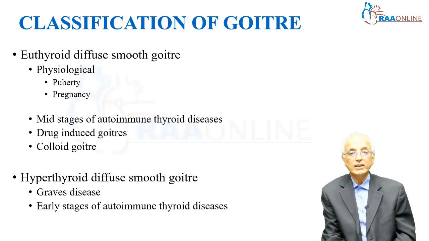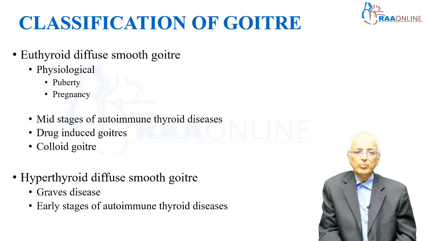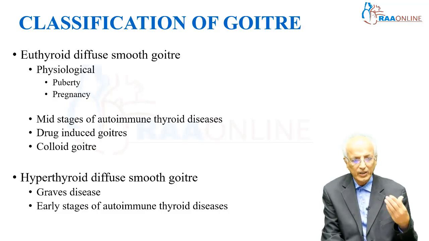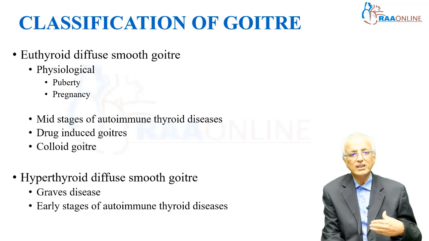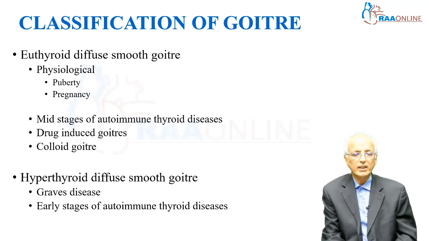Now, another way of classifying goiter is euthyroid goiter or hyperthyroid goiter. Euthyroid goiter, where the thyroid functions are normal, is a smooth enlargement, as classically happens in physiological goiter in puberty or pregnancy when there is an increased demand. In the mid stages of autoimmune thyroid disease, where there was a phase of hyperthyroidism, then it comes to euthyroid, then it comes to hypothyroid. So, in the mid stage, you can have an increased thyroid gland with a euthyroid state.